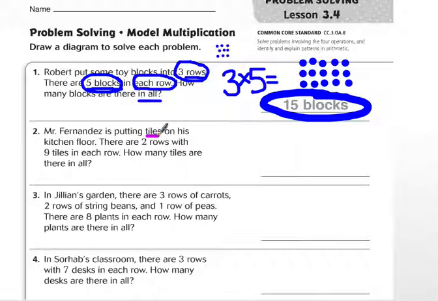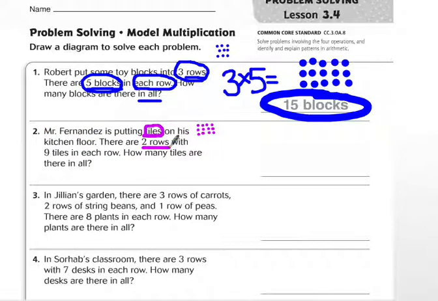Tiles. That word should really get your attention. When we're talking about tiles, tiles are laid in perfect rows and columns, just like an array. So when you see the word tiles, that might be one of those Murphy the multiplier words that's not in our list but still has to do with equal groups and equal rows. So Mr. Fernandez is putting tiles on his kitchen floor.